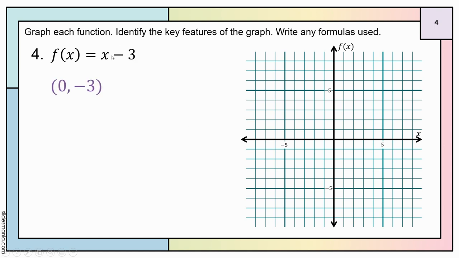Our y-intercept in this one is (0, -3). And then when there's no number in front of x, there's an understood 1. So that's 1 over 1. So from here, we go up 1, right 1. Use a straight edge to connect your points.